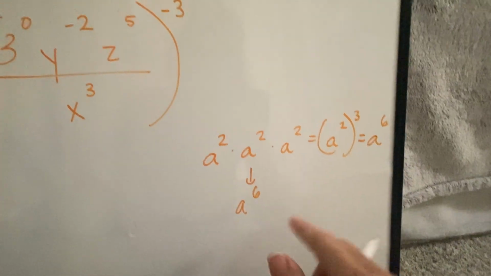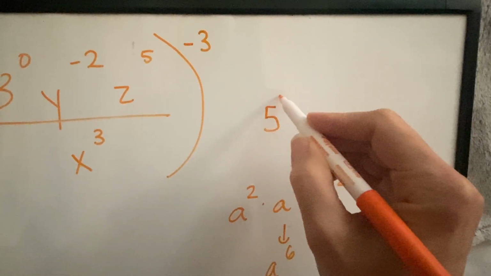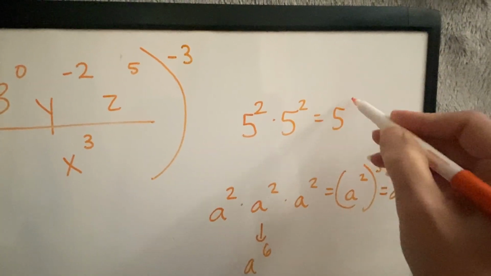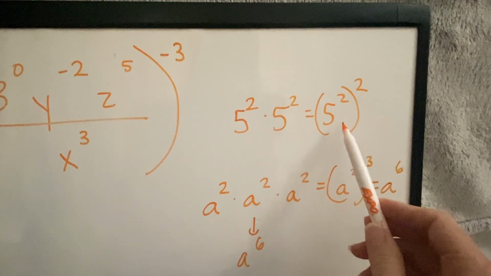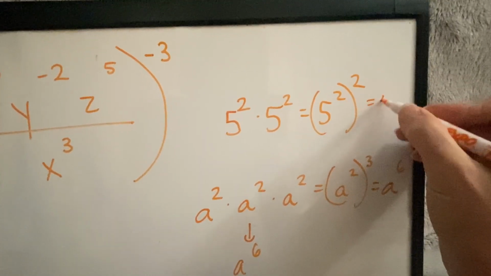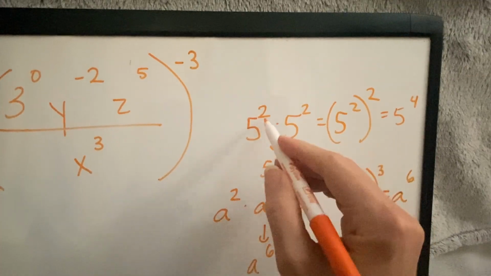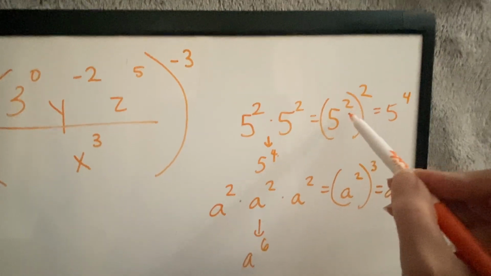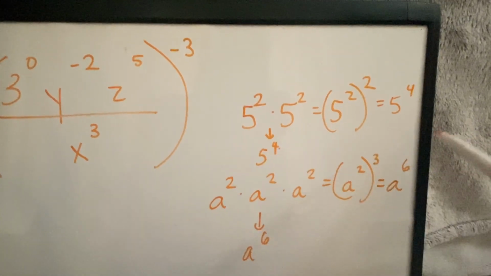Okay? Let me show you if we had something like 5 squared times 5 squared. It'd be something like this, right? So you've got 5 squared and you're taking it times itself twice. So that would be like 5 to the 4th. This is the same thing. If you're adding the exponents, 2 plus 2, you're going to get 4. If you are multiplying the exponents because you're raising a power to a power, 2 times 2 is 4, okay? So that's kind of how this works.